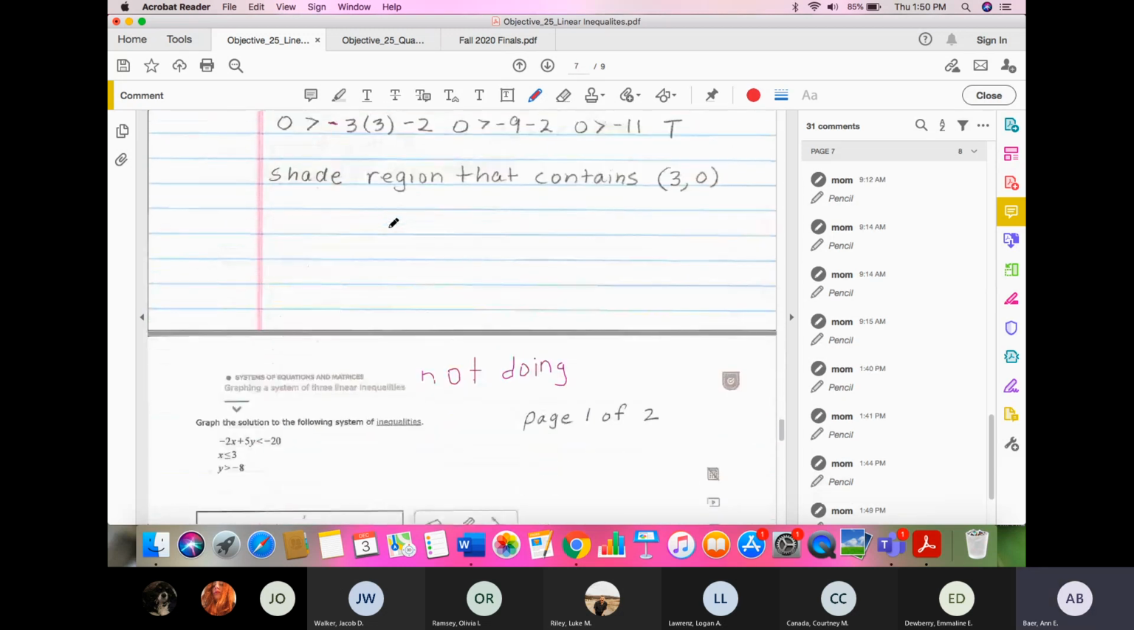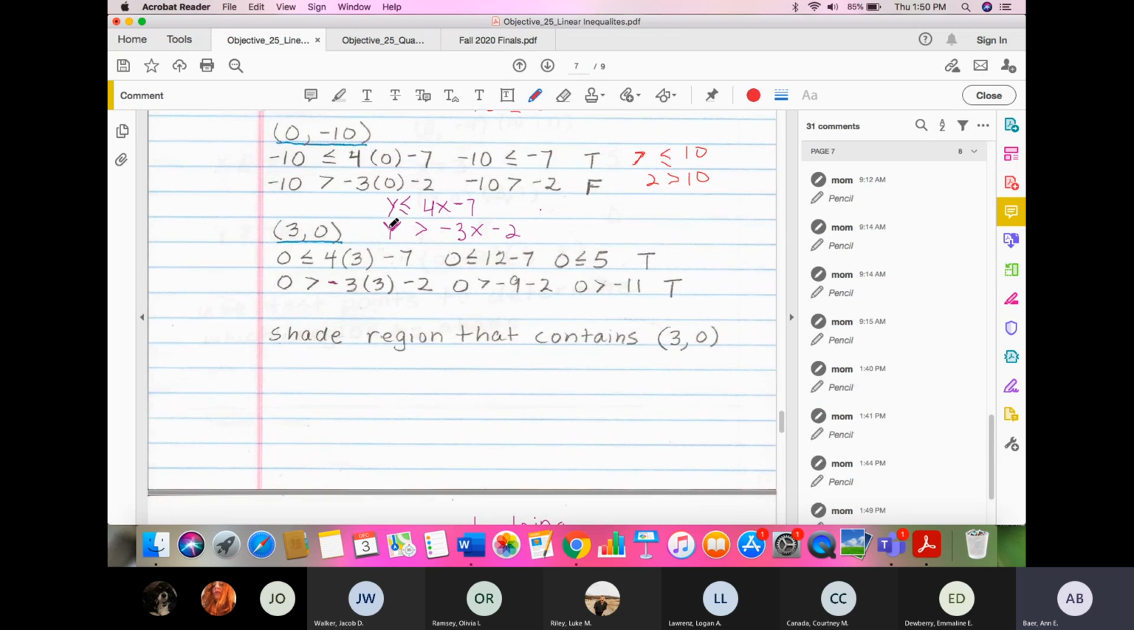So when we do all of this, I selected 3, 0, and when we do this process for 3, 0, you will notice ultimately I got 0 less than or equal to 5, which is true. And for the second inequality, I got 0 greater than -11, which is also true. And you can turn this one around and write it the other way if you want.